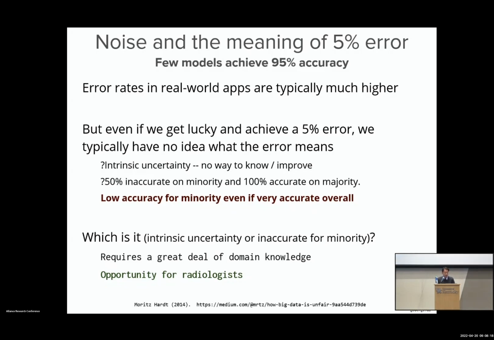But even if we get lucky, we get 5% error. We typically have no idea what that error means. Is it just intrinsic uncertainty? Because AI is never going to be perfect. It's always going to make some mistakes, right? I mean, you hope it doesn't make too many mistakes, but it's never going to be 100%. So is it intrinsic uncertainty, or is it that it's 50% inaccurate for minorities and 100% accurate for the majority population, right? So which is it? Is it low accuracy for minorities, even if overall it's very accurate? So this requires a great deal of domain expertise to unravel, and I think it's a really nice opportunity for the clinical folks who are helping out with these AI projects. It's not easy to figure this out.